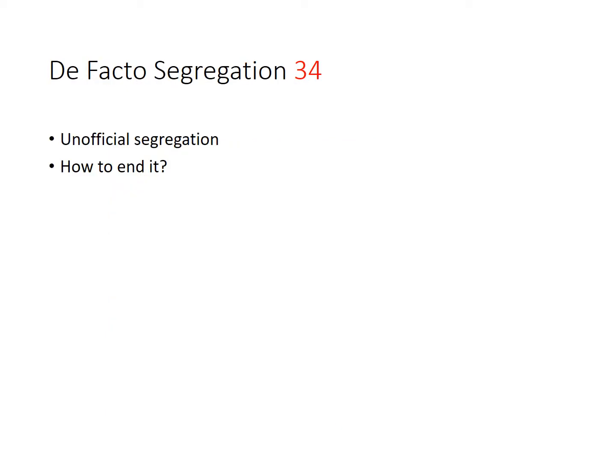Now, there's also unofficial segregation, in which there's no laws that create this segregation, but you do see in particular communities that some people are having more opportunities, better benefits than others. And it does seem to continue to break down based on ethnic separation or racial segregation. So then the question is, how did that happen and how can it be ended?